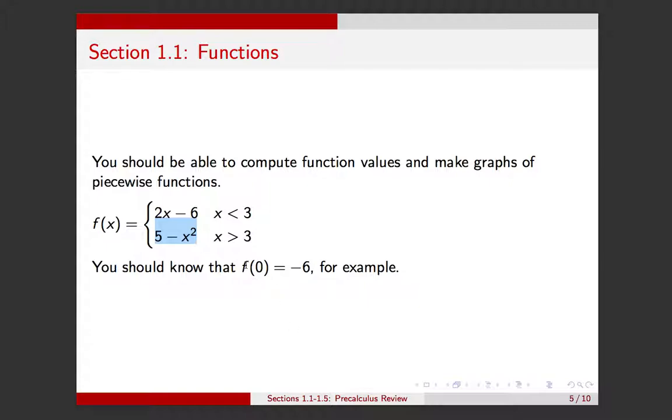So you should know, for example, that f of 0 is negative 6, because if I input a 0, 0 is less than 3, therefore I use this formula here, this 2x minus 6. So you should be able to compute values like that. You should be able to draw graphs of these things. You should be able to draw this guy's graph, okay? You should know that it's this line to the left of x equals 3 and this parabola to the right of x equals 3. You should be able to visualize that in your head and then draw it.